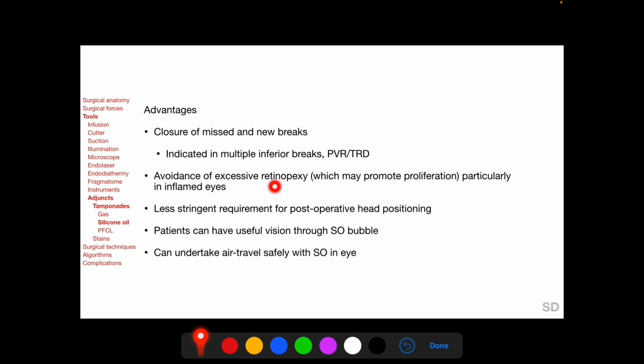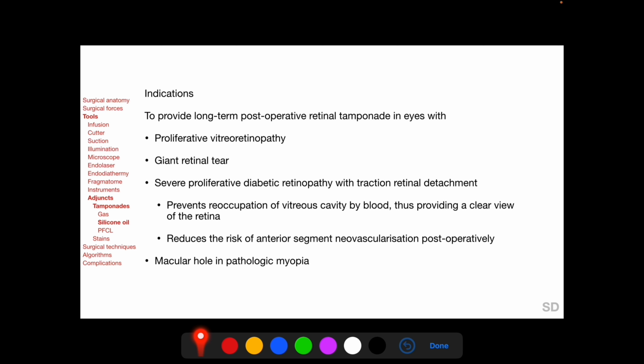So silicone oil is used to provide long-term post-operative retinal tamponade, and typical indications of silicone oil include proliferative vitreoretinopathy, giant retinal tear, and severe proliferative diabetic retinopathy with traction retinal detachment. Other indications include macular hole in pathologic myopia, viral retinitis, retinopathy of prematurity, retinal detachment associated with choroidal coloboma, posterior segment ocular trauma, and certain cases of endophthalmitis.